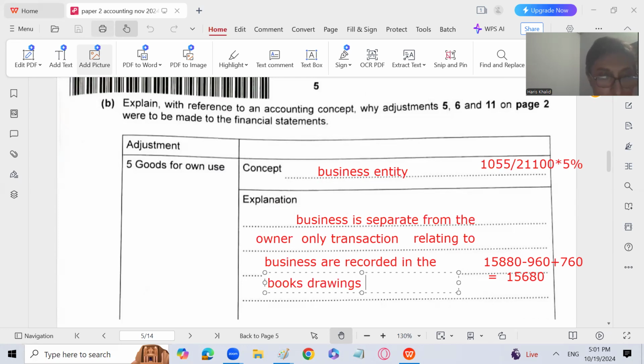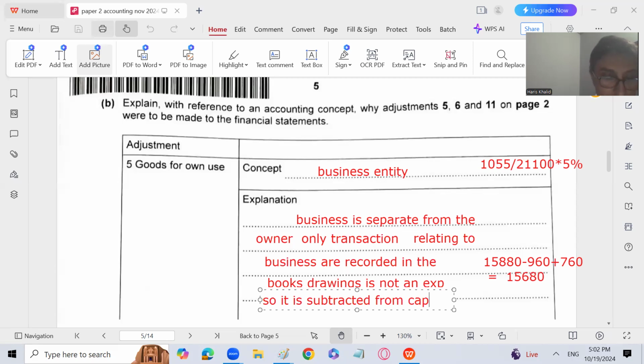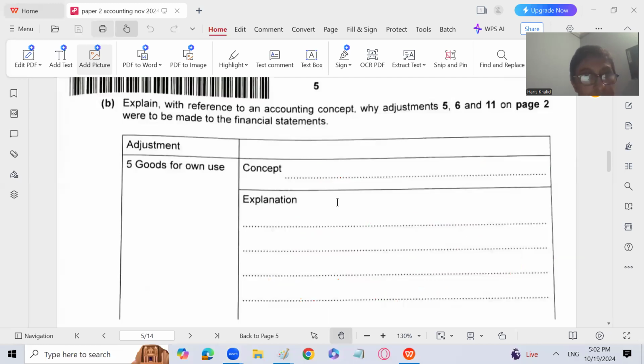Drawings is not an expense of the business, so it is subtracted from capital. Drawing should not be treated as a business expense, either cash or goods. So that's why, for goods for own use, we use the concept of business entity. Let's move forward. What is the next one?